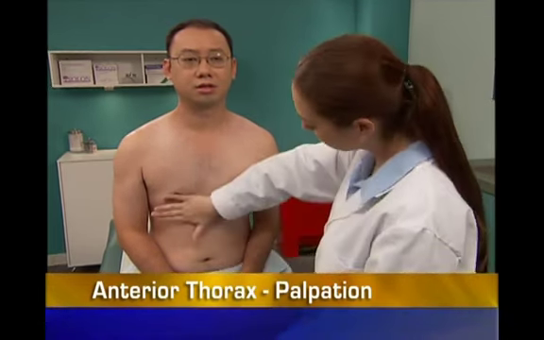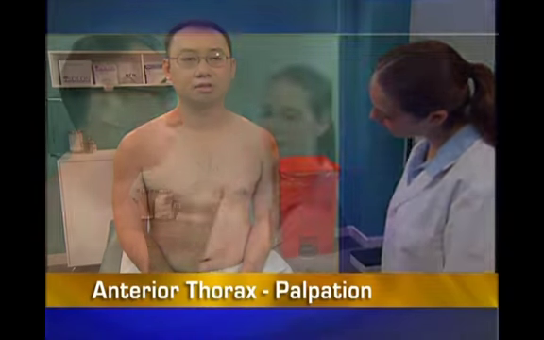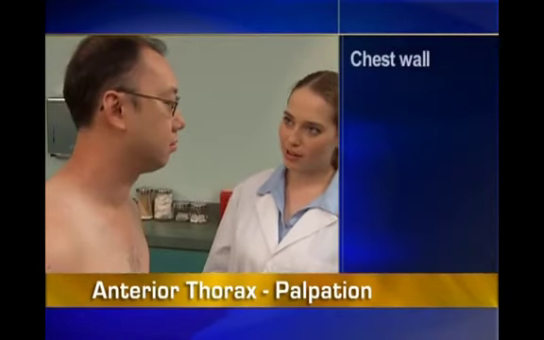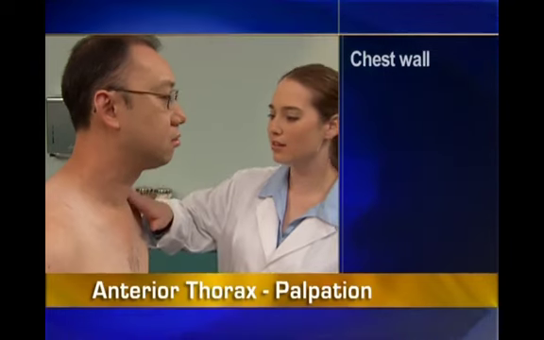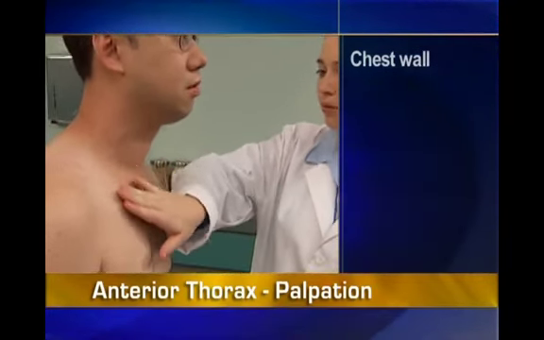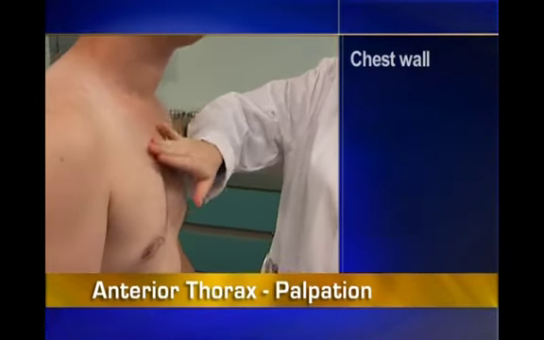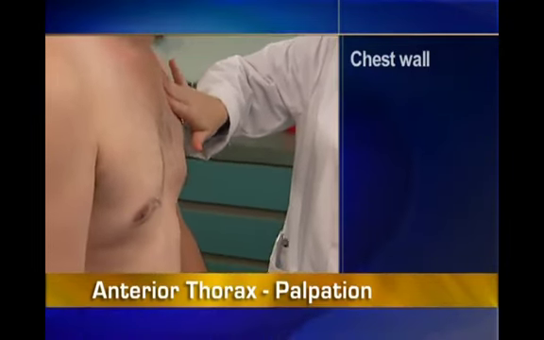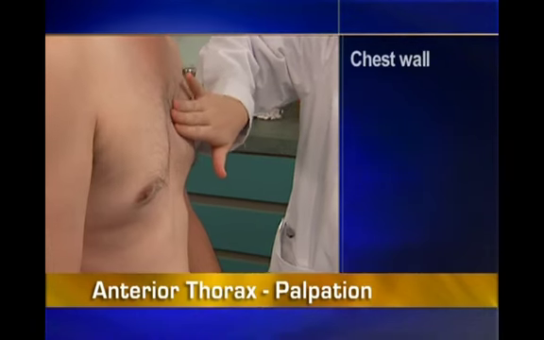Now I'm just going to press on your chest a little bit. I want you to tell me if there's any pain or tenderness. Next, palpate the anterior chest wall. You should detect no lumps or tenderness and should find normal skin mobility, turgor, temperature, and moisture.